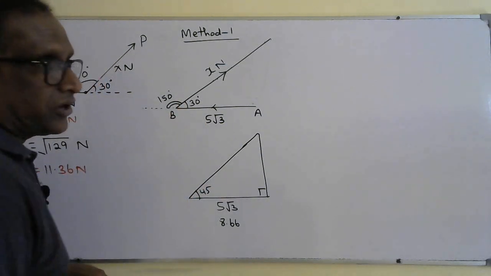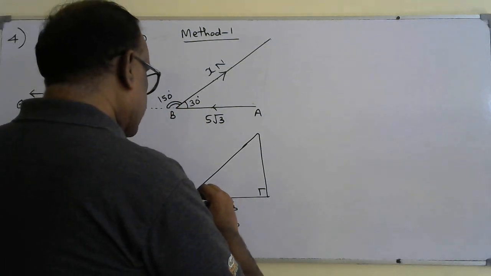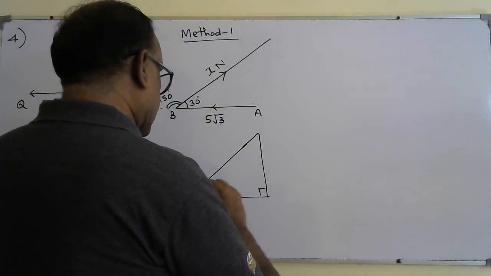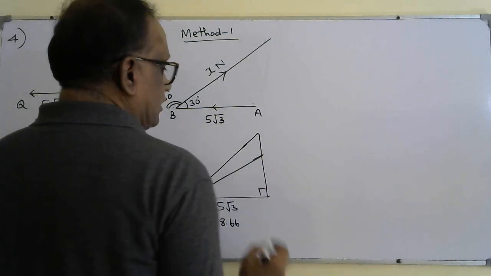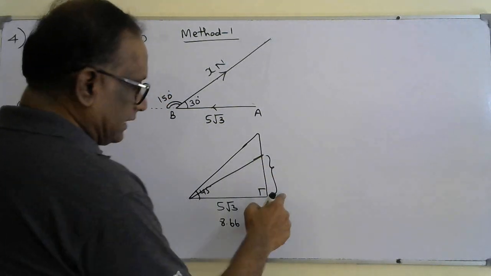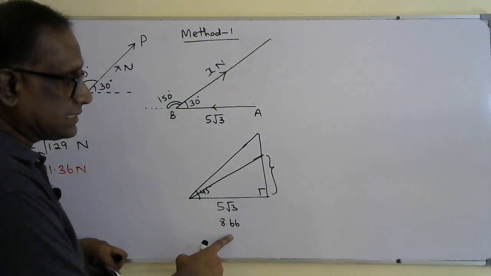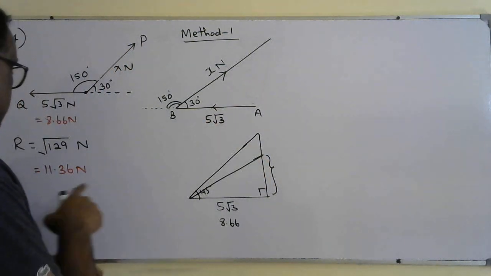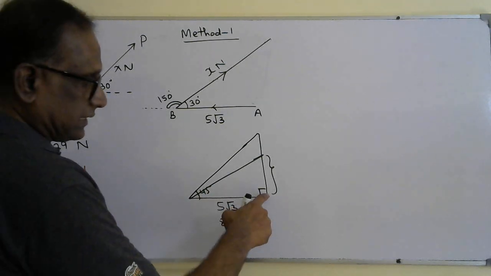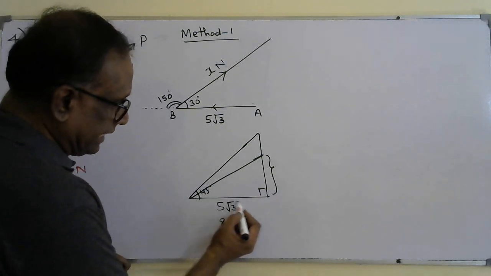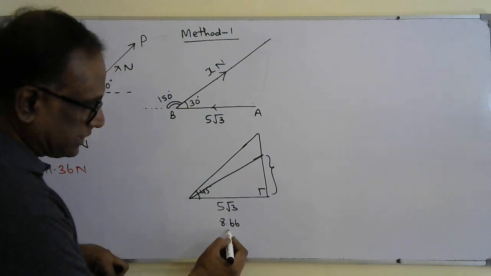But here this is not 45. This is smaller than that angle, 30 degrees. It should go something like this. So this length will be certainly smaller than 8.66. The resultant, we know, is 11.36. So the resultant cannot be this side, because this length is the maximum in this direction, 8.66.